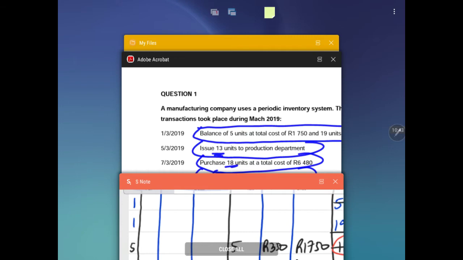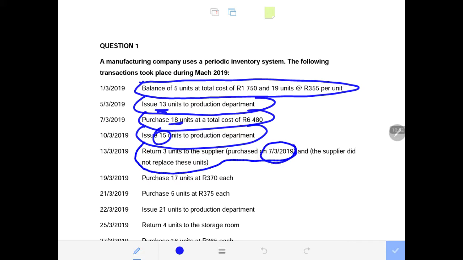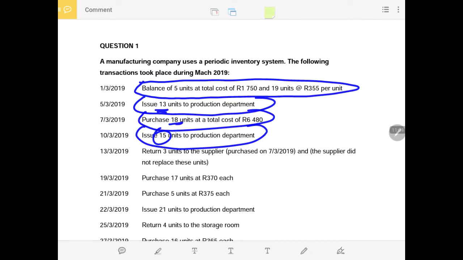Now we go and look at the next transaction. Next transaction, it is a return of the inventory that is returned back to the supplier. And we are returning which inventory? We are returning the inventory that was issued on the 17th of March 2019. And the supplier did not replace this inventory. So this inventory was not replaced, meaning we must take it from our inventory and we give it back to the supplier.